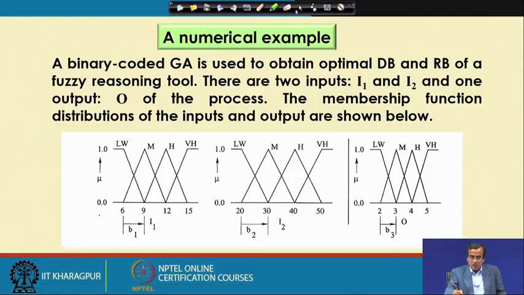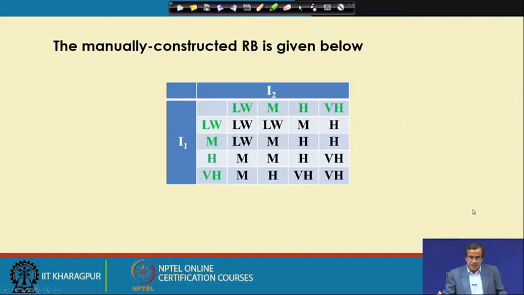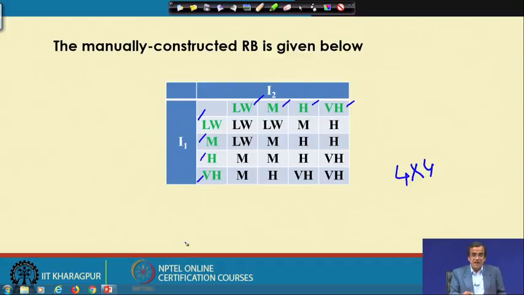Now, to proceed further, as there are 4 linguistic terms for I1 and 4 linguistic terms for this particular I2, we have got 4 multiplied by 4, that is 16 rules, and these rules are manually designed rules. So, based on the experience, the user can define this particular rule base. Now, for example, the first rule will be something like this. So, this is the output of the first rule.